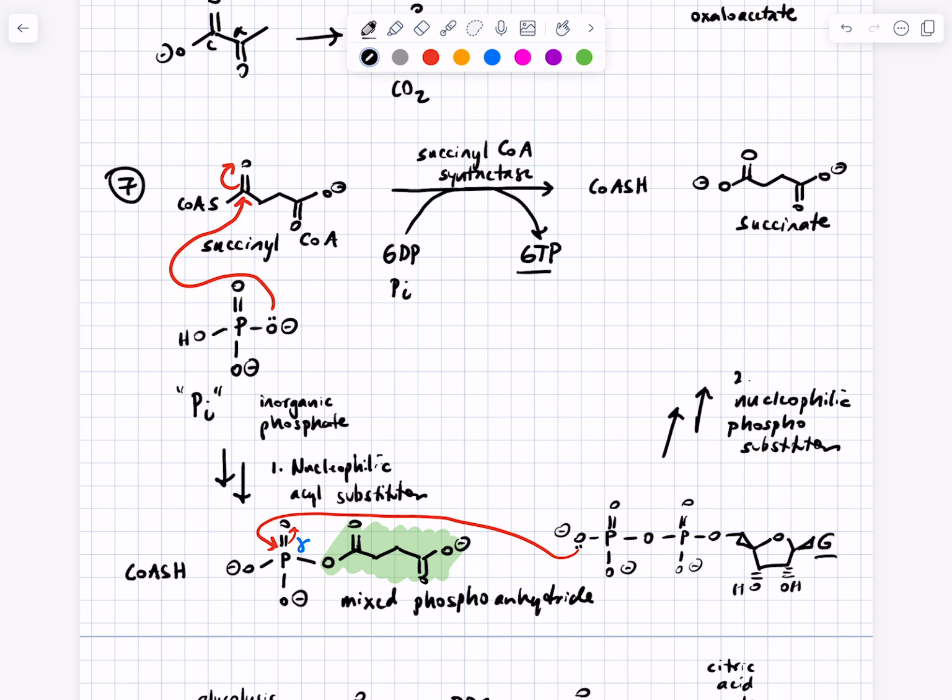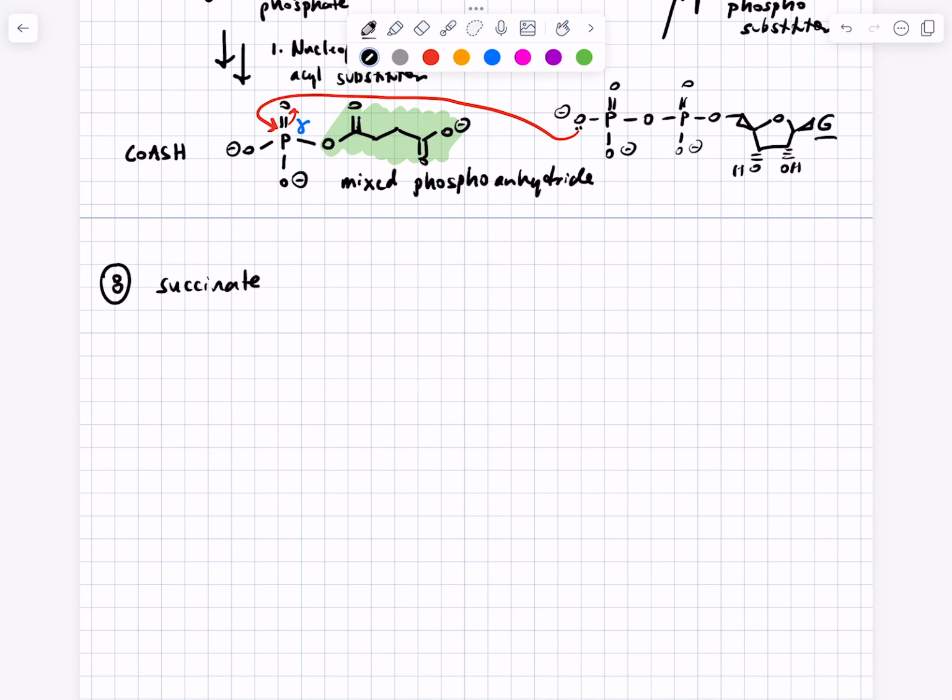Okay, so we're going to start in what I'm calling step 8 with succinate. That's the 4-carbon diacid. 1, 2, 3, 4. And the enzyme that catalyzes this reaction is called succinate dehydrogenase, which tells you that it's going to oxidize succinate by removing hydrogen from it. The cofactor is FAD.